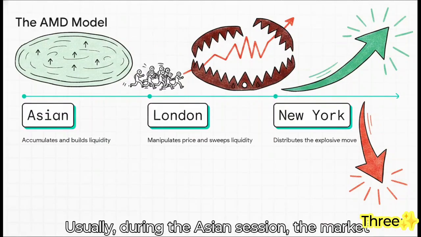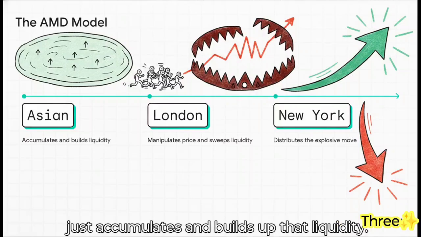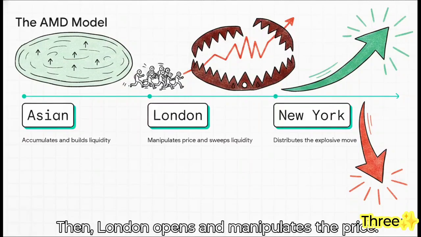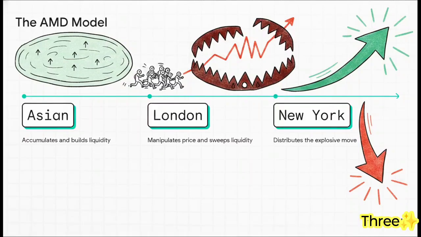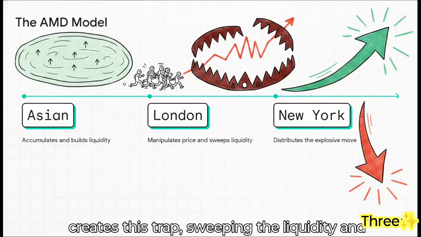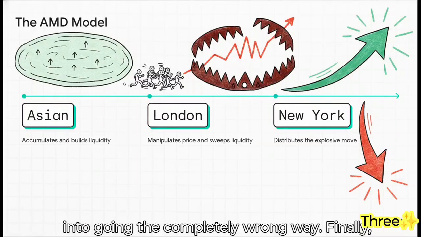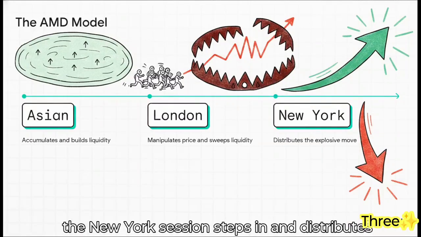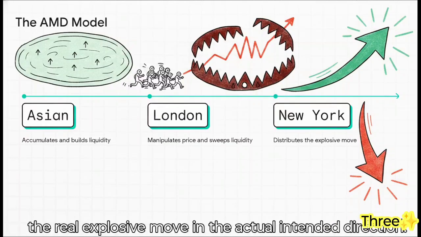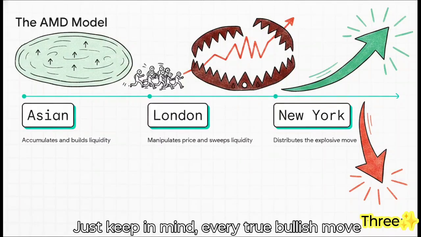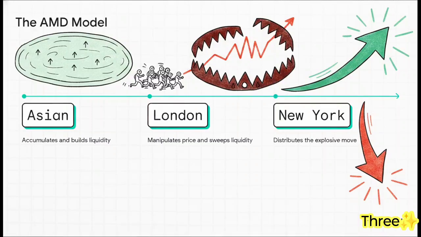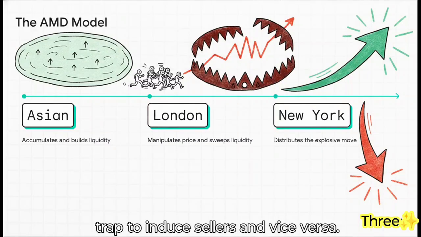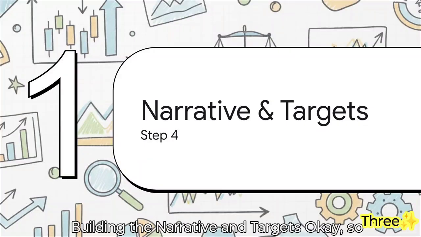Usually, during the Asian session, the market just accumulates and builds up that liquidity. Then, London opens and manipulates the price. It creates this trap, sweeping the liquidity and tricking breakout traders into going the completely wrong way. Finally, the New York session steps in and distributes the real explosive move in the actual intended direction. Just keep in mind, every true bullish move usually starts out looking like a bearish trap to induce sellers, and vice versa.